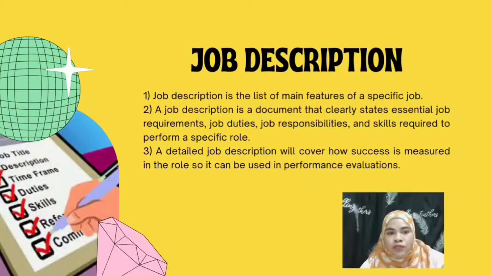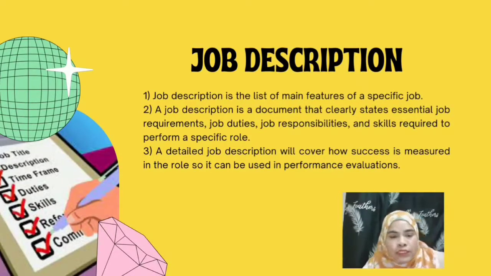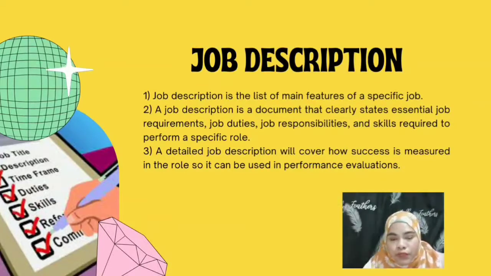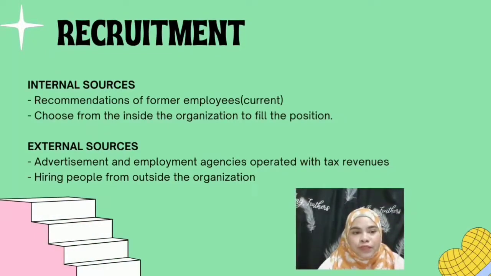Next is a job description. A job description is the list of main features of a specific job. Besides, a job description is a document that clearly states essential job requirements, job duties, job responsibilities, and skills required to perform a specific role. And also a detailed job description will cover how success is measured in the role so it can be used in a performance evaluation.